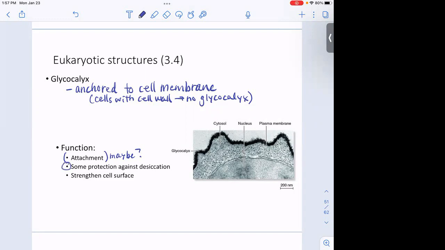Yes, some protection against drying out for sure. I think this is more of a big function for the eukaryotes, just strengthening that cell surface. Okay, especially for cells that don't have a cell wall, it strengthens up the cell membrane a little bit. Some of our cells actually have a glycocalyx, ones that line our intestinal tract. So it's just a little bit more of a protective layer. Again, maybe it keeps it from drying out a little bit.